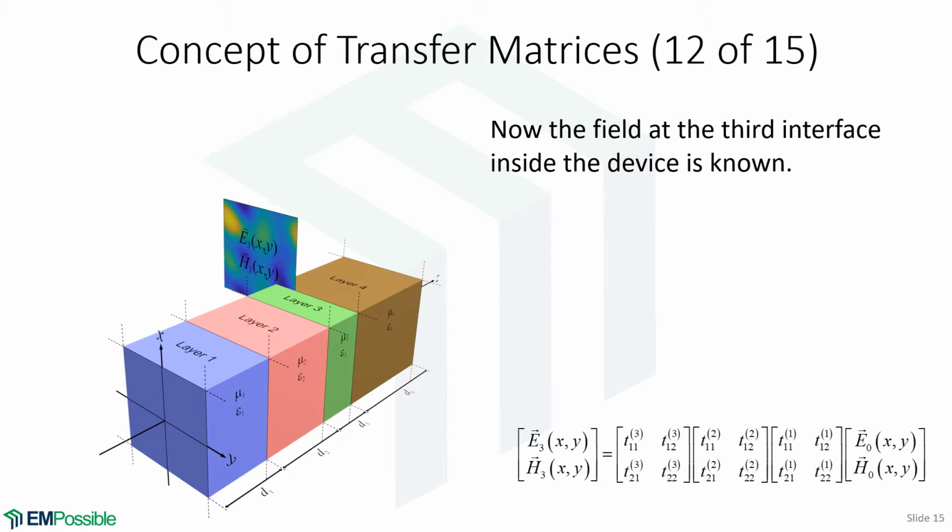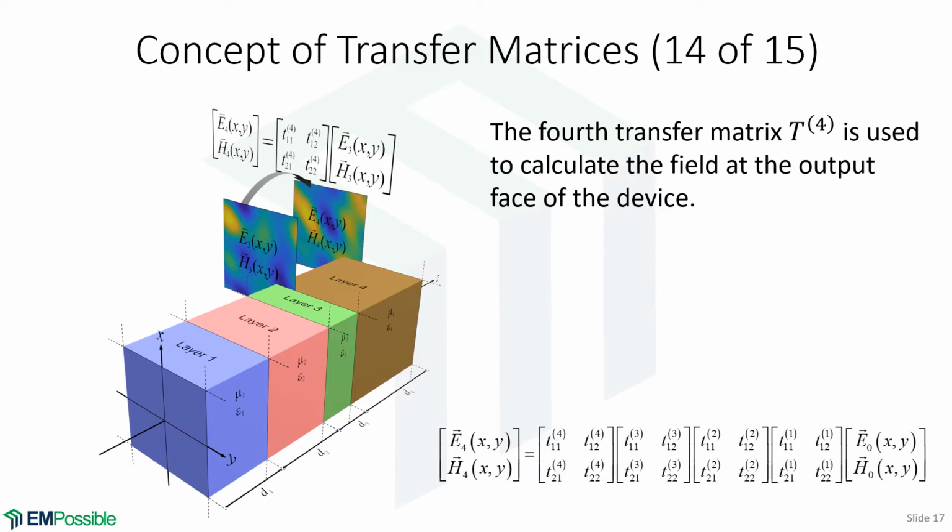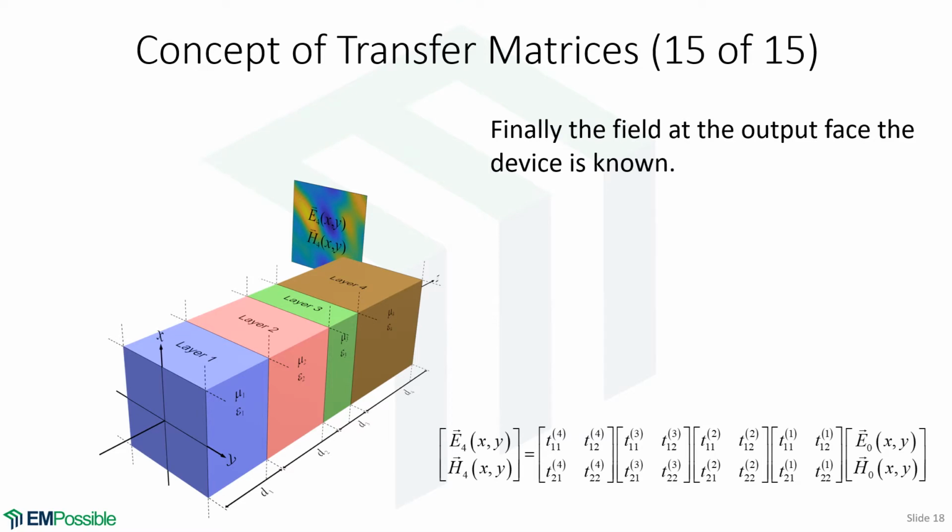That field is known. We then calculate the transfer matrix through layer 4 and use that to calculate the fields at the output face of this device. And we're done. We now have the field at the output face.